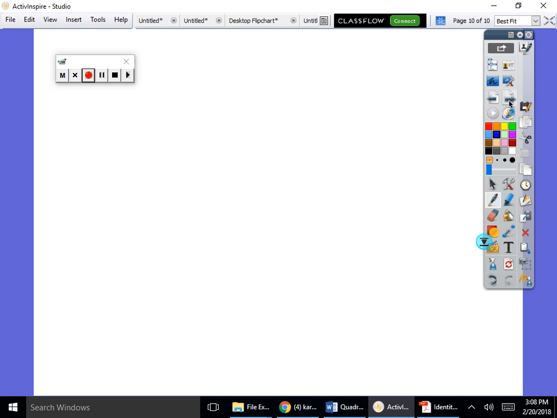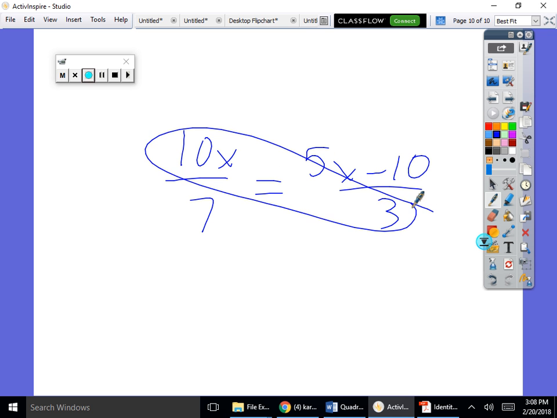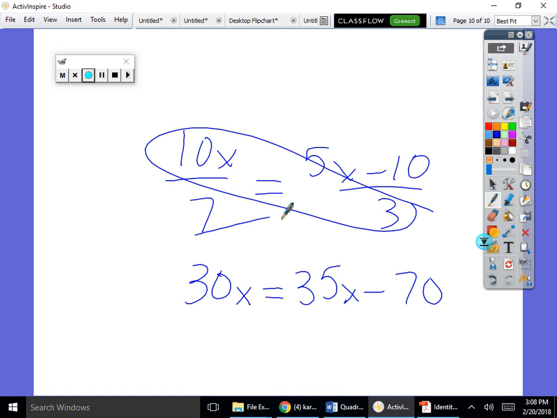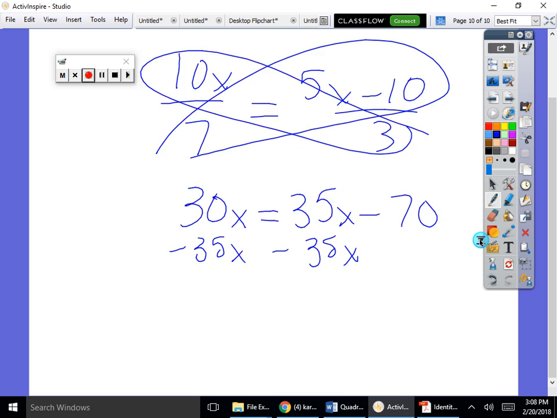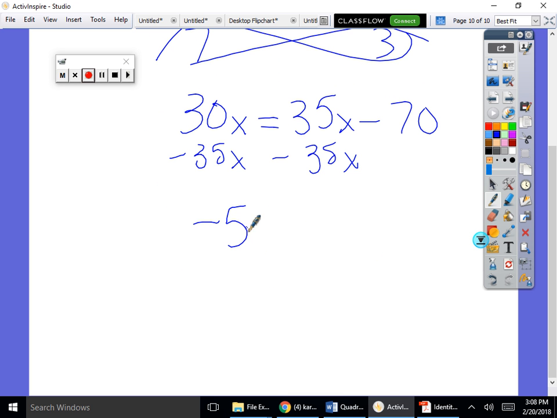All right, so I have 10x over 7 equals 5x minus 10 over 3. Cross multiply, 30x equals 35x minus 70, don't forget, it's a share. 7 has to be shared with both numbers. I'm going to subtract 35x from both sides, and that gives me negative 5x equals negative 70.